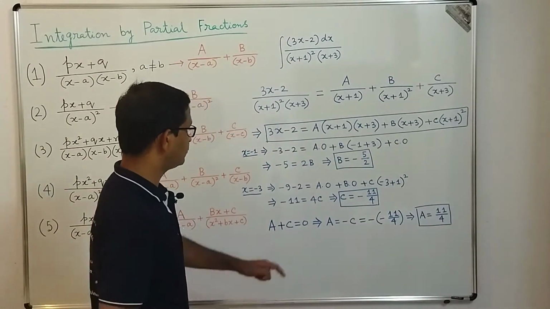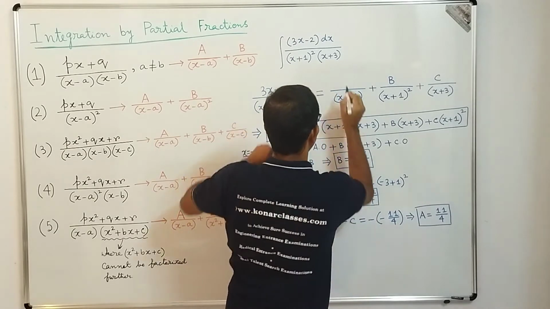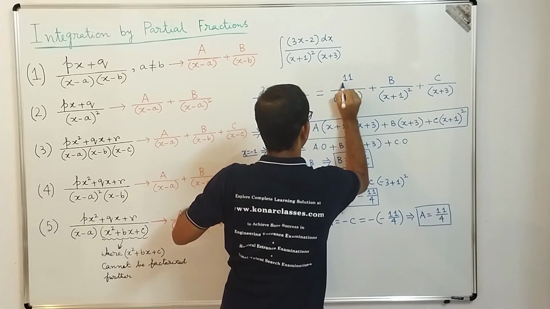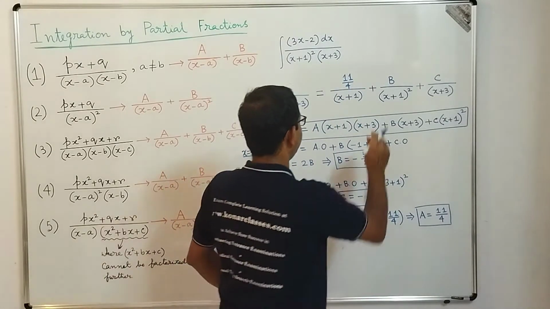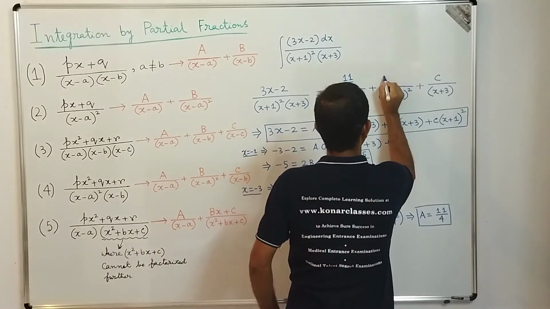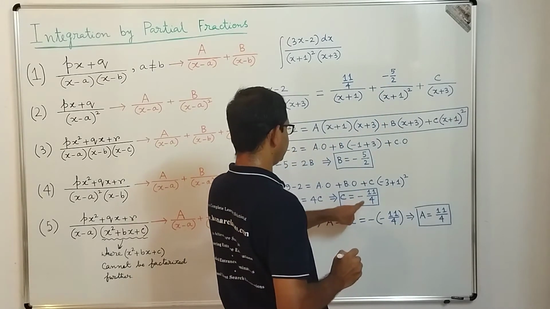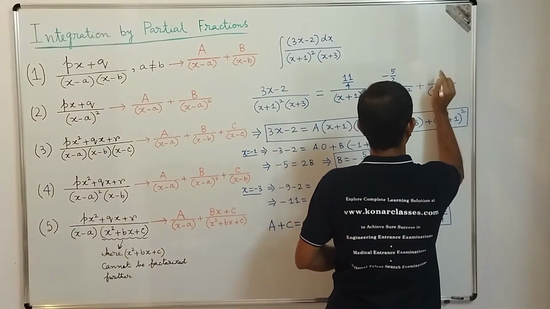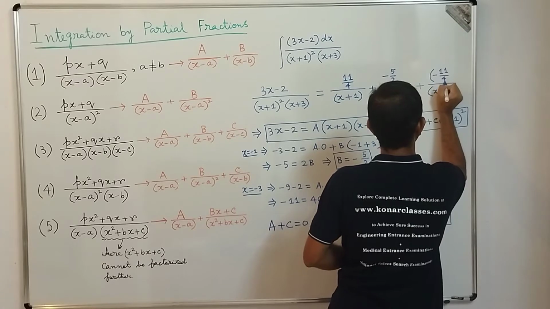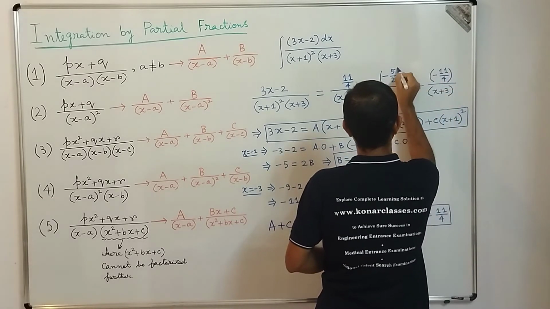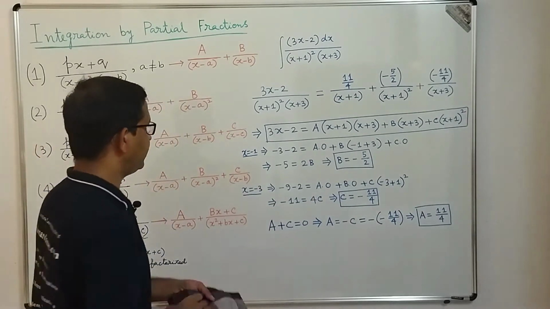So then, dear students, what we should do? We should apply the value of A as 11 by 4 here. So you can write 11 by 4. What is the value of B? Value of B is equal to minus 5 by 2. So minus 5 by 2. And what is the value of C? It is minus 11 by 4. So here we should write minus 11 by 4. Correct? So dear students, integration will be very easy now.